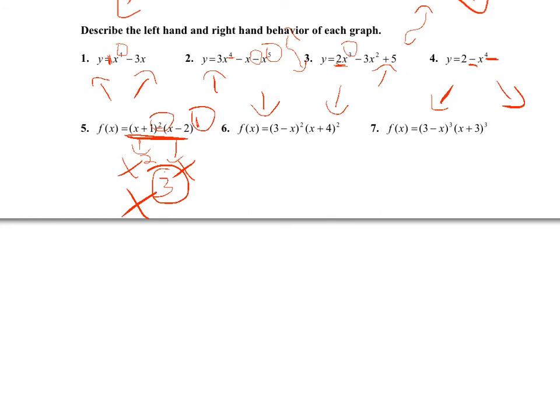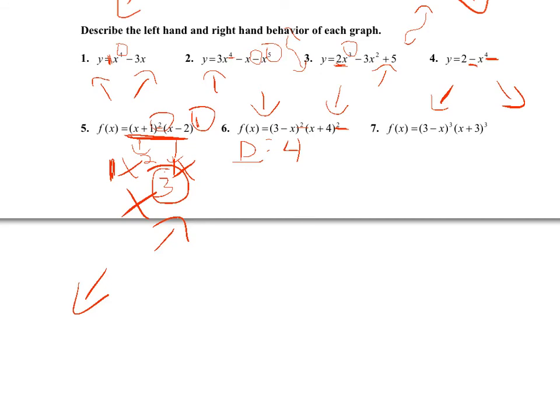And since all these x's were positive 1, it looks like an S-curve. It's going to go down to the left, up to the right. Number 6, again, if you multiplied all these out, you would add these exponents. I'm going to put D for degree is 4.